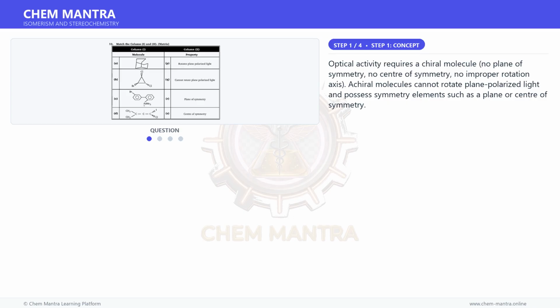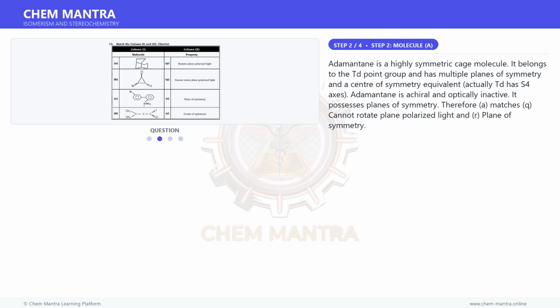Optical activity requires a chiral molecule. No plane of symmetry, no center of symmetry, no improper rotation axis. Achiral molecules cannot rotate plane polarized light and possess symmetry elements such as a plane or center of symmetry.